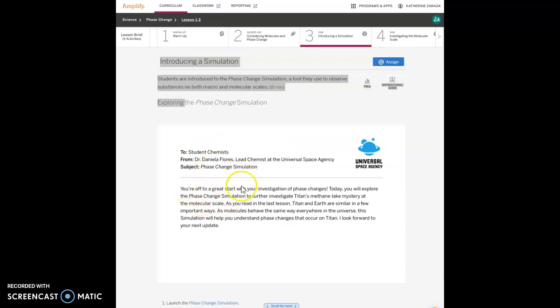You're off to a great start with your investigation of phase changes. Today you'll explore the phase change simulation to further investigate Titan's methane lake mystery at the molecular scale. As you read in the last lesson, Titan and Earth are similar in a few important ways. As molecules behave the same way everywhere in the universe, this simulation will help you understand the phase changes that occur on Titan. I look forward to your next update.